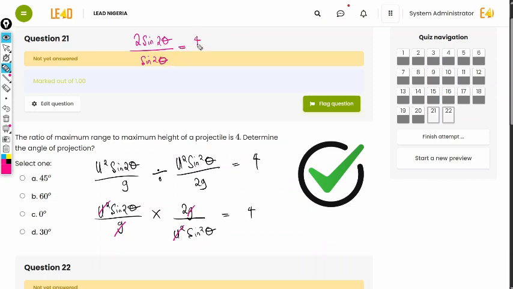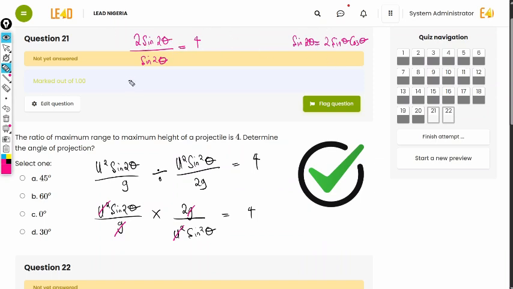Alright, so here again is another place I can just plug in all these values and test. Just plug in 45, 60, 0, and 30 and try out. But if you still want to work with trig, then I think sine 2 theta should be 2 sine theta cos theta. I think so, right? Yes, it is.